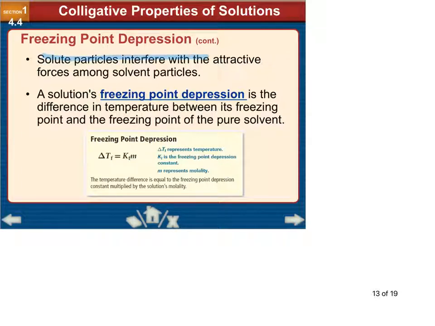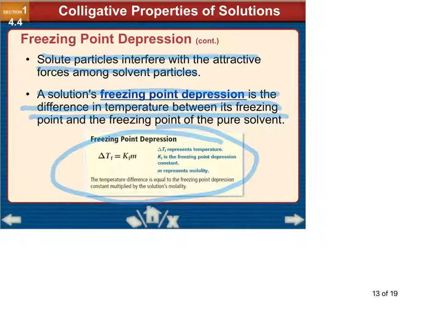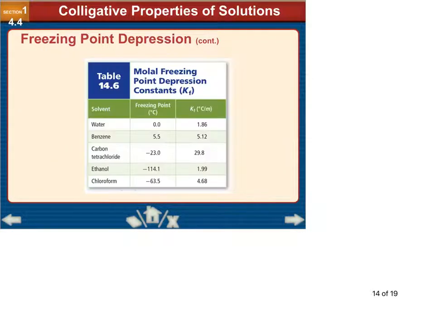So, solute particles interfere with the attractive forces among solvent particles. The solution's freezing point depression is the difference in temperature between the freezing point of the solution and the freezing point of the pure solvent. And we have a very similar equation here that we looked at a little bit ago. Another equation we'll be using as we do some problems in class. And we have Kf values here for the same substances.